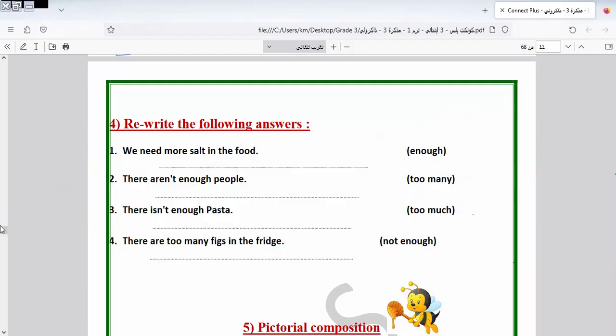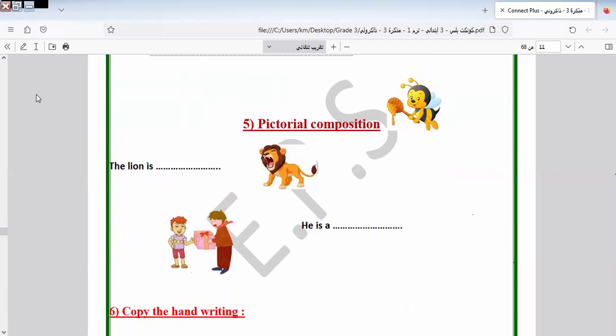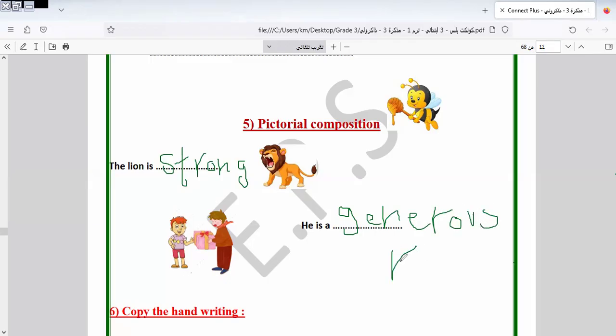To end our revision today. Here we have: the lion is what? I can say the lion is strong. He is a what? He is generous. I can use generous, or I can say another word related to this word. It will be what? He is kind. You can say he is generous or he is kind. Both are correct. Okay.